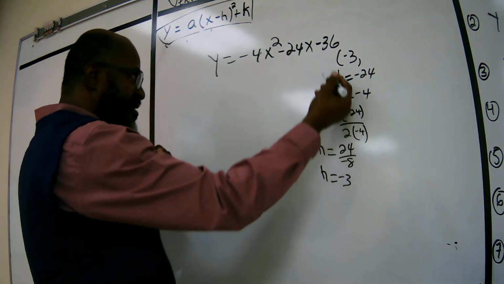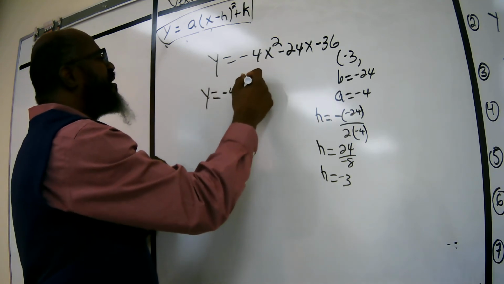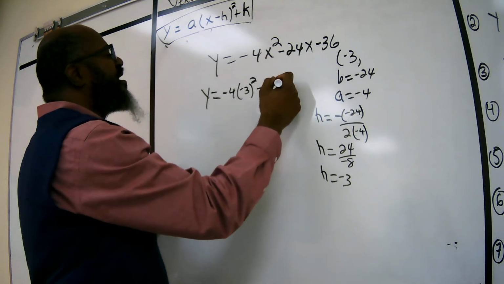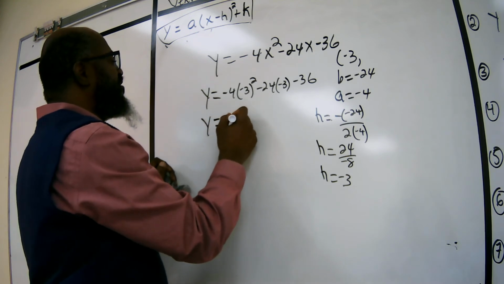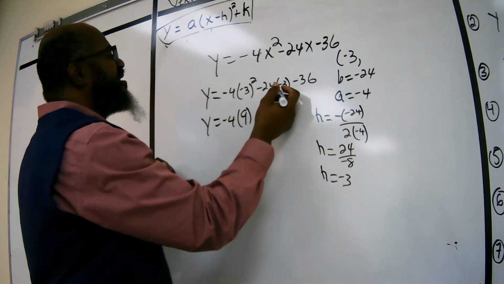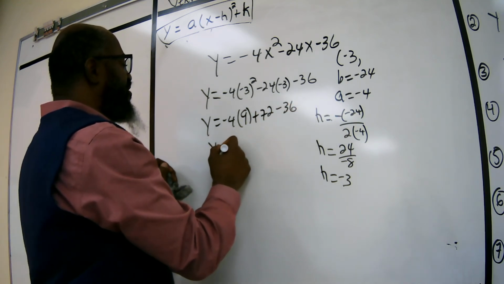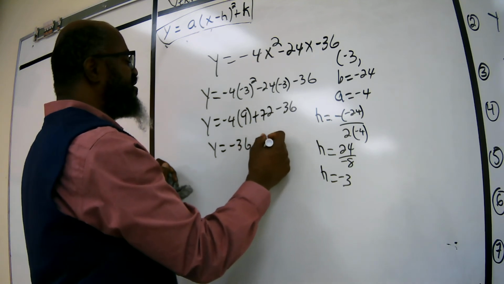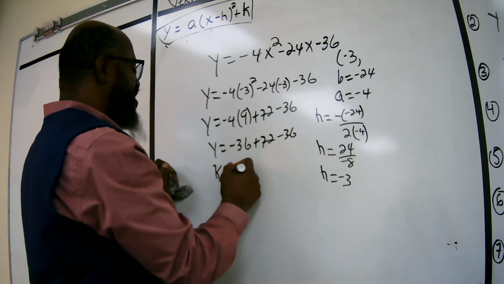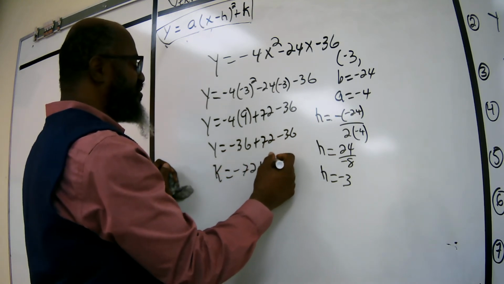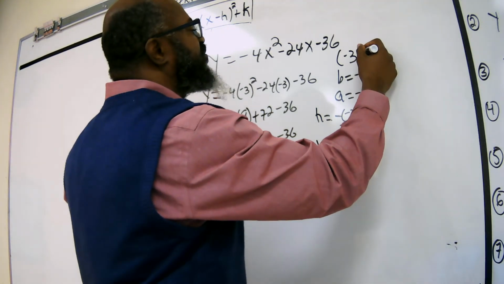We're going to take negative 3 and place it here. So you'll have negative 4 times negative 3 squared minus 24 times negative 3 minus 36. Then you'll have y equal negative 4 times 9, which gives negative 36, plus 72 minus 36. Negative 36 plus 72 minus 36 is 0. k is 0. In this case, your vertex is negative 3, 0.